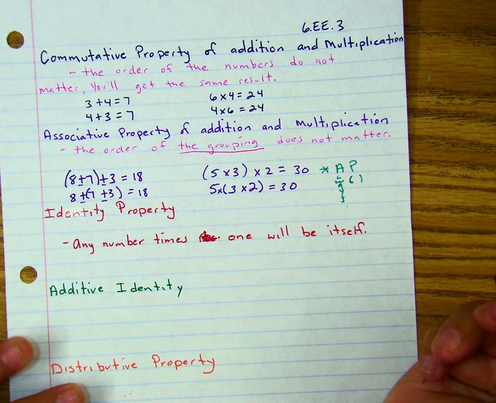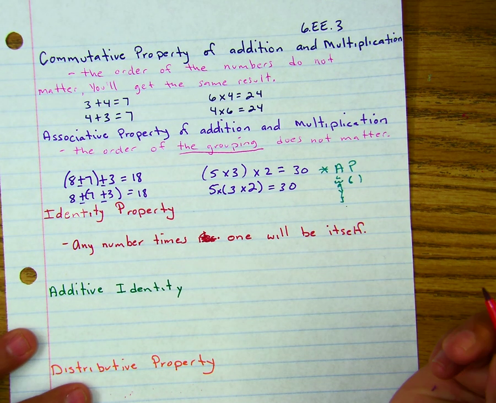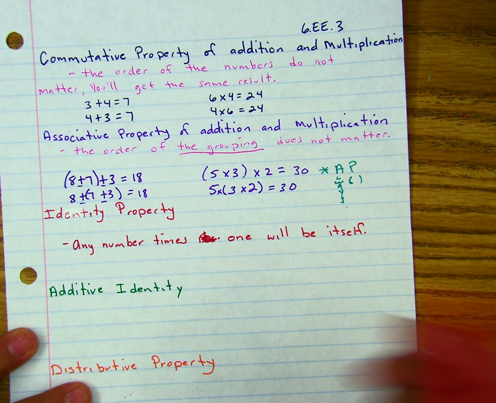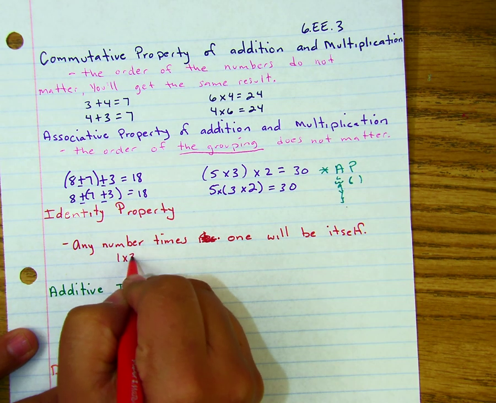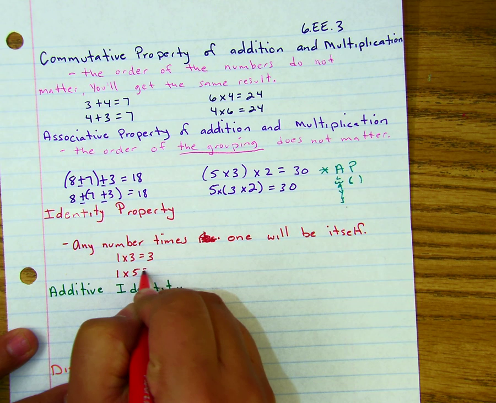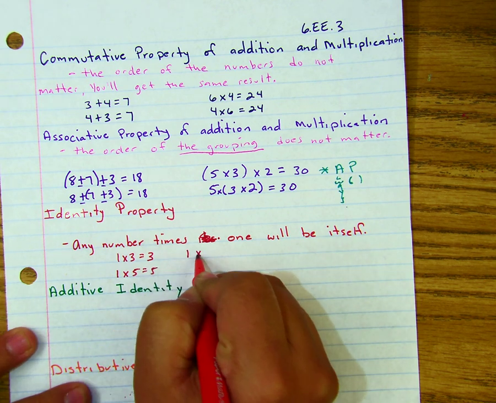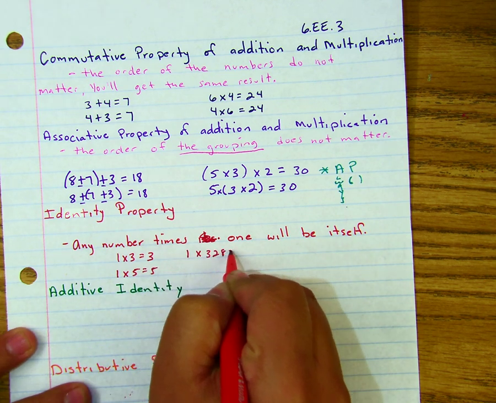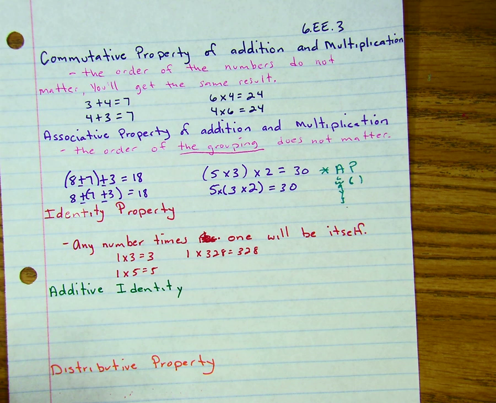Okay, so this is something that we learn very, very early. Now we're putting a name to it. It's like 1 times 3 will always be 3. 1 times 5 will always be 5. 1 times 328 will be 328.